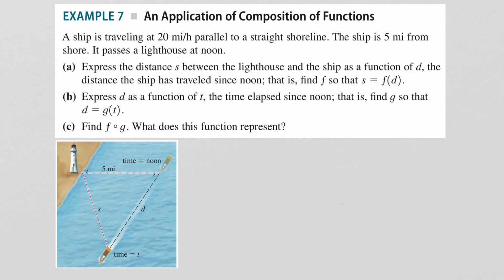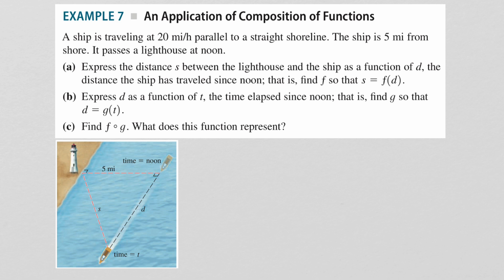And finally, let's look at an application of composition functions. Suppose a ship is traveling 20 miles per hour parallel to a straight shoreline. So we have a straight shoreline here, and we have a ship traveling parallel to that shoreline. The ship is 5 miles from shore, so that's the perpendicular distance from shore there. And it passes a lighthouse at noon. So straight off of the shore here at noon, it passes this lighthouse.